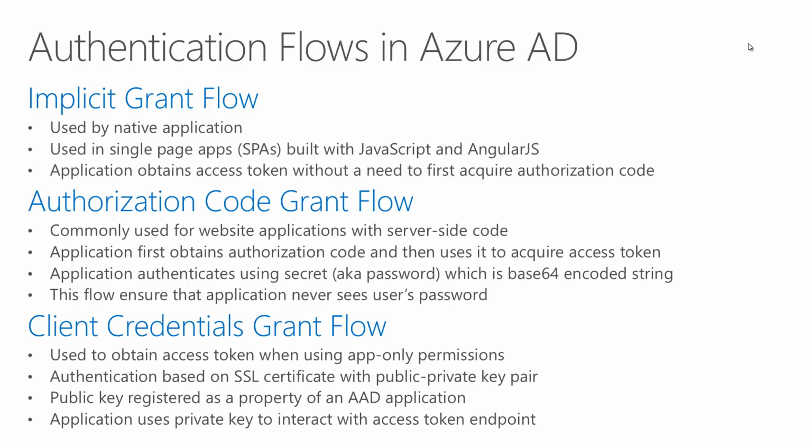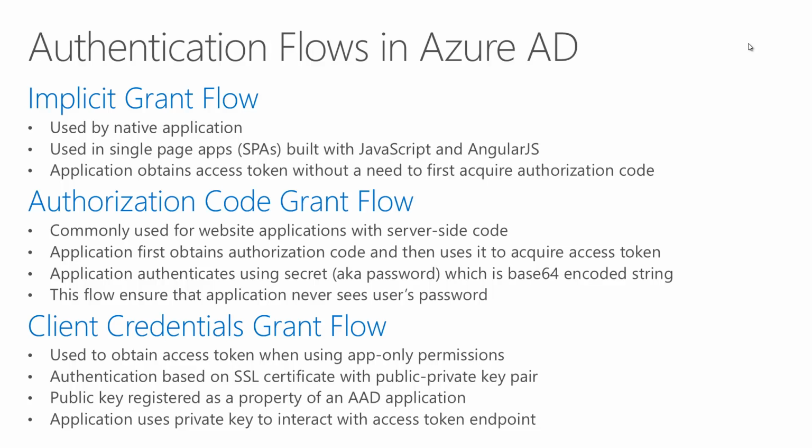So this is commonly used in website applications that have server-side code. And the idea is that the application first obtains an authorization code by redirecting the user to a login page. The user logs in, and then Active Directory sends an authorization code back to your application by posting to a redirect page and including the authorization code as a query string parameter.